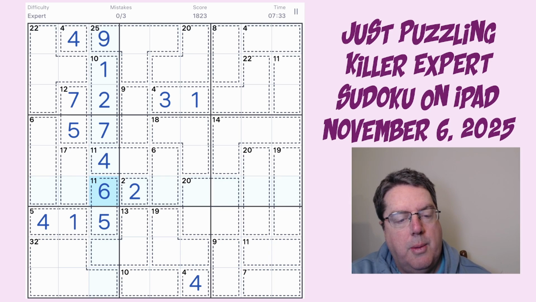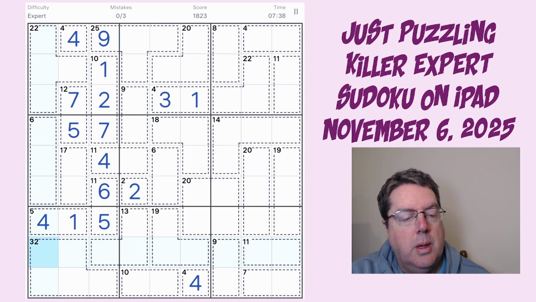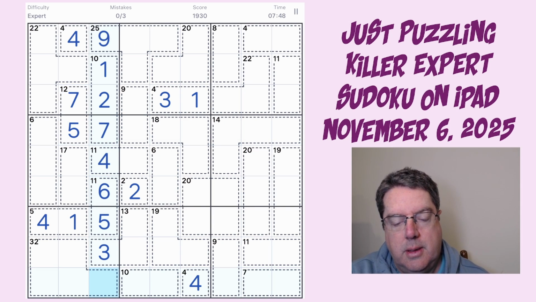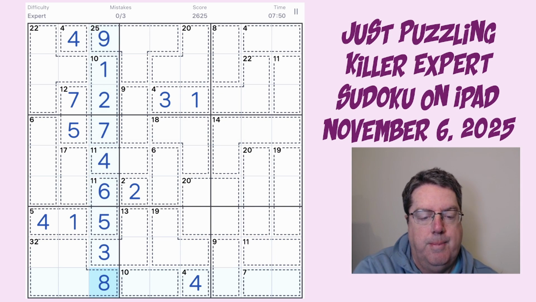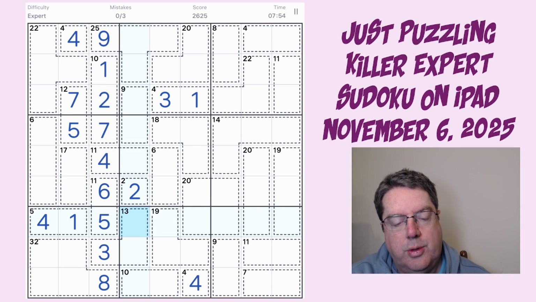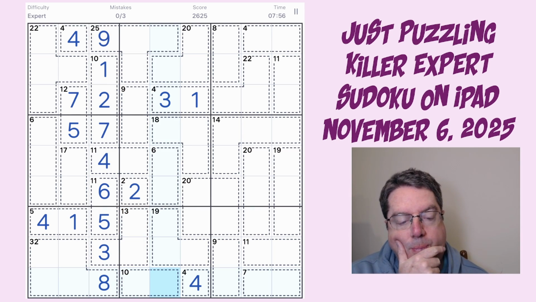So working our way down here, 1, 2, 3. I'll remember 32 plus 10 is 42, so that's going to be a 3 there. And so 1, 2, 3, 4, 5, 6, 7, 8. So that's an 8 there. Alright. So this can be 1 and 9, or this can be 1 and 9. Don't know.